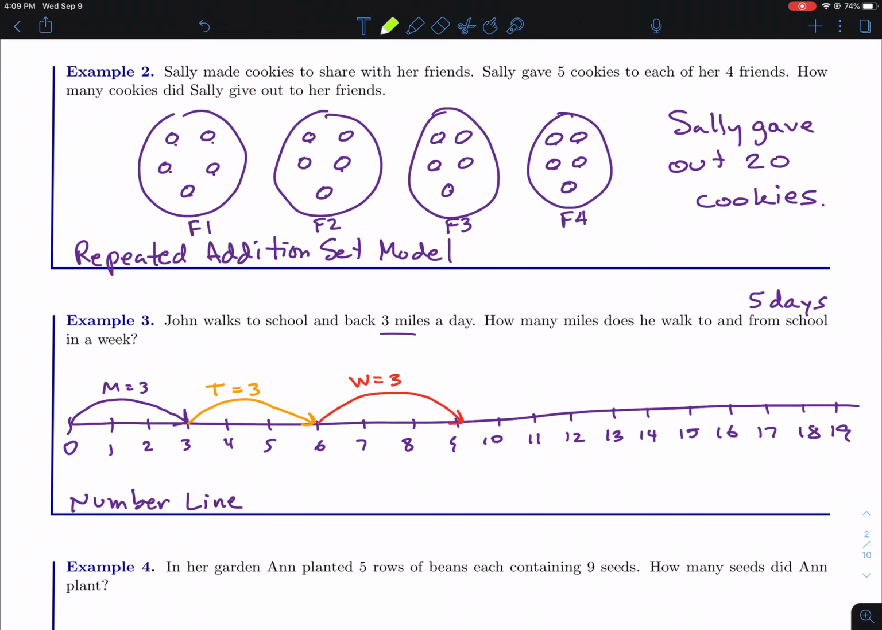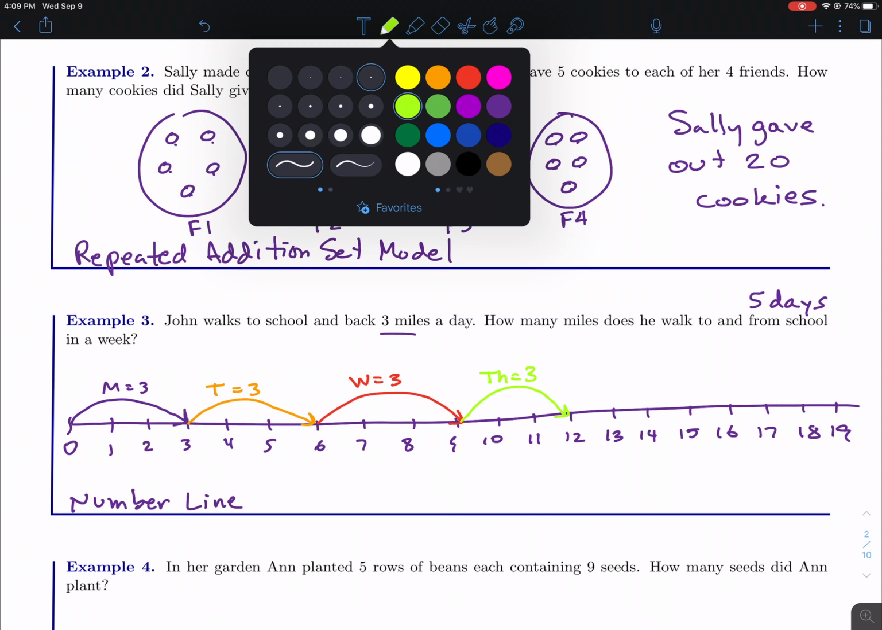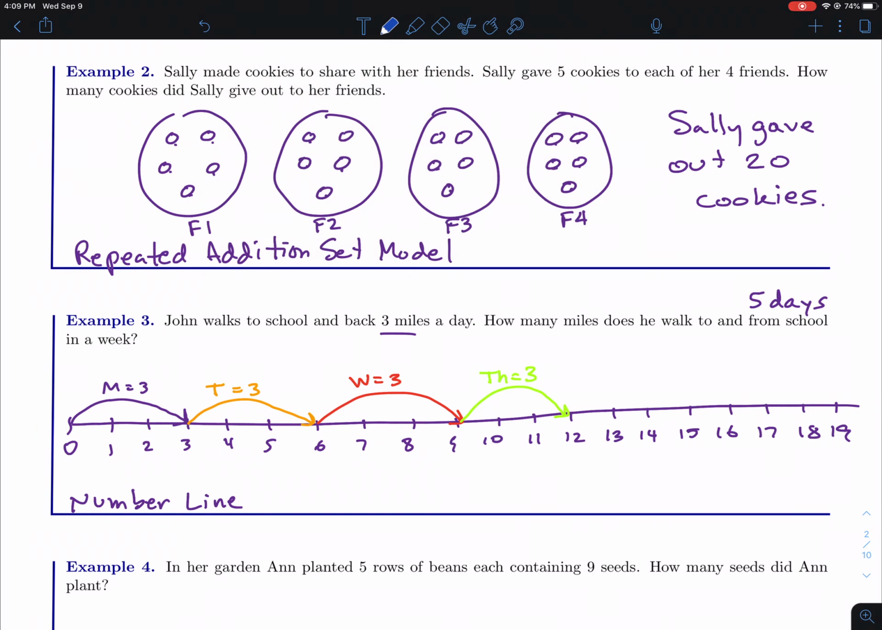Let's make this weird lime green or whatever. Thursday, so 3 more miles. And then finally, let's do blue. 3 more miles. So there's Friday. The nice thing about the number line method is that when you're done, wherever your last jump is, that should be your answer.